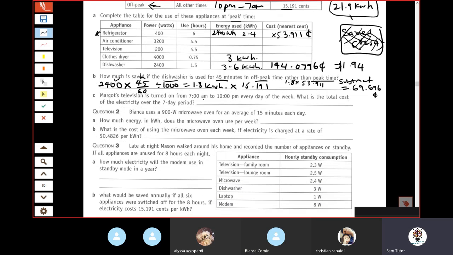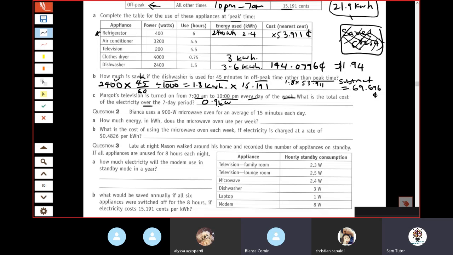Margot's television is turned on from 7 a.m. to 10 p.m. every day of the week. What is the total cost of the electricity over the 7-day period? Television, 200 times 4.5 divided by 1,000 is 0.9 kilowatt.